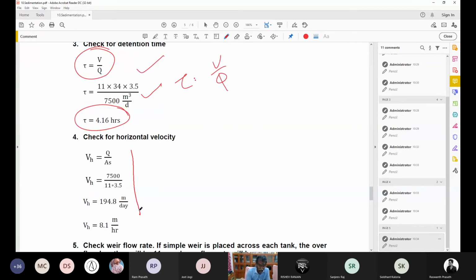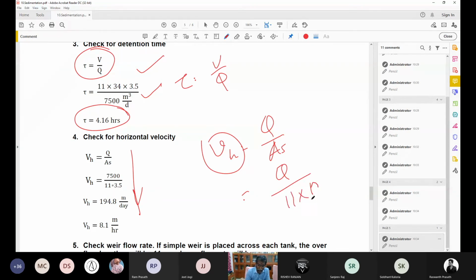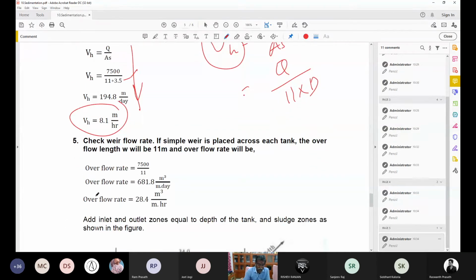Then you can check what is their horizontal velocity. VH is equal to Q by area of the tank. Because I'm checking the horizontal velocity, which is equal to Q by width into depth, 11 into 3.5. So thereby it becomes now 8.1 meter per hour.